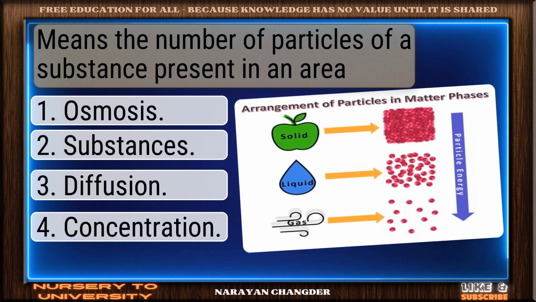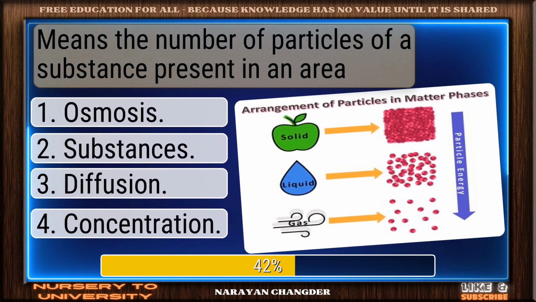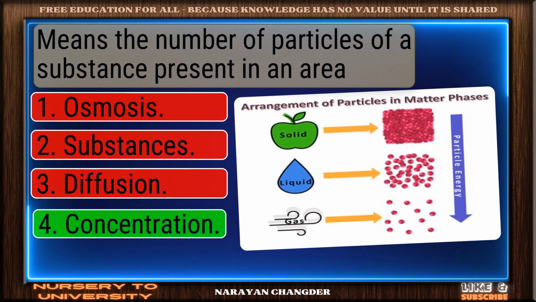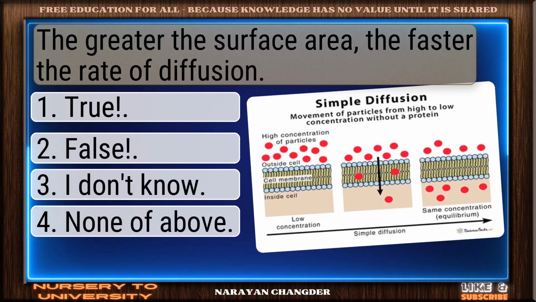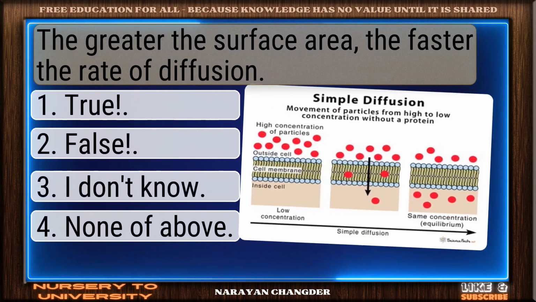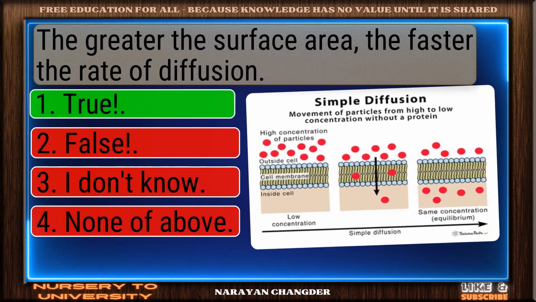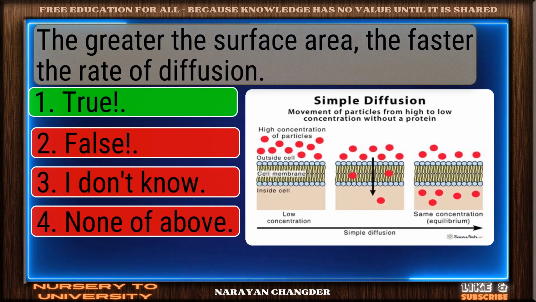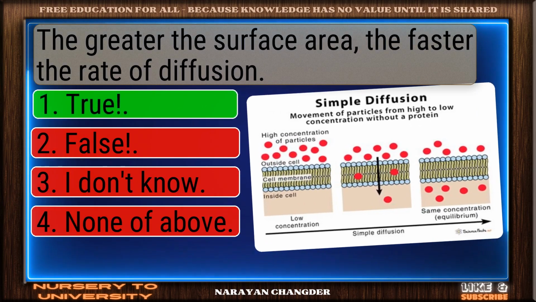Dash means the number of particles of a substance present in an area. Correct. Concentration is the right answer. The greater the surface area, the faster the rate of diffusion. Clear logic. Your choice, true, is sound and 100% true.